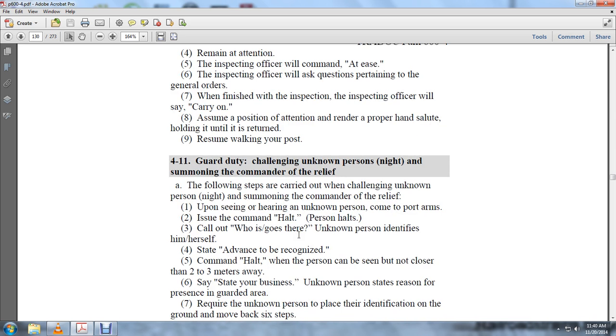4.11, guard duty, challenge of an unknown person at night and summoning the commander of the relief. The following steps are carried out when challenging an unknown person at night. Upon seeing or hearing an unknown person come to the post, issue the command, Halt. The person halts. Who is there? The unknown person identifies him or herself. Command, Advance to be recognized, and command Halt when the person can be seen but is no closer than two to three steps. State your business. The unknown person states the reason for their presence in the area.